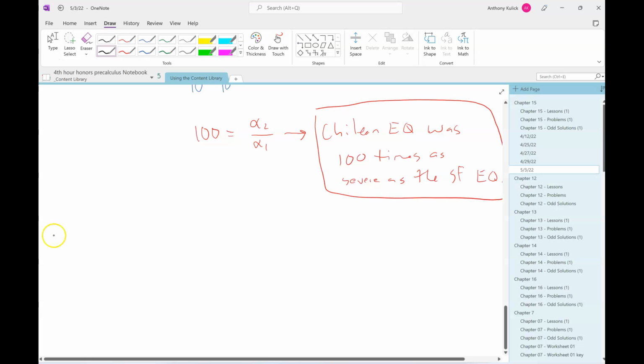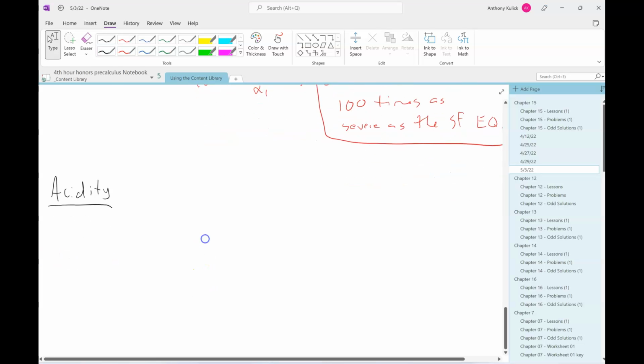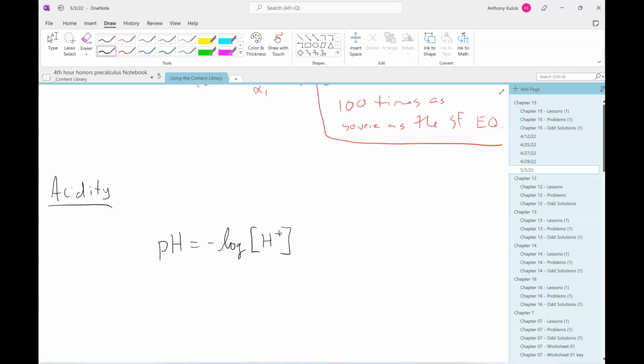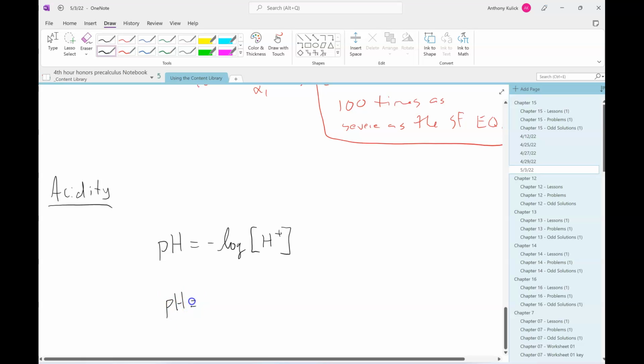So another model is acidity. How do you measure acidity? Or what unit do you use? pH. Great. So the formula for pH is negative log of the concentration of H plus. So pH measures the acidity of a substance.